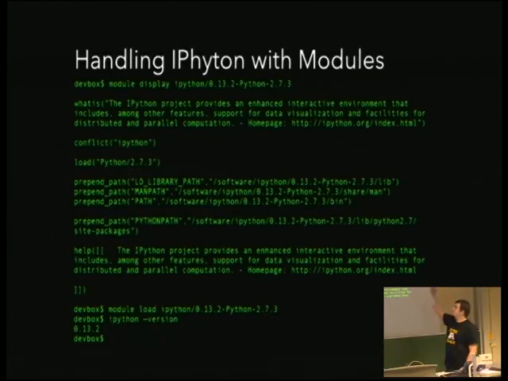This is a module display of IPython which we have in our environment. It just sets the LD_LIBRARY_PATH, the PATH, the PYTHONPATH. This is the entire module. So you do module load IPython, and then IPython is working, exactly the version I wrote it. That's it.